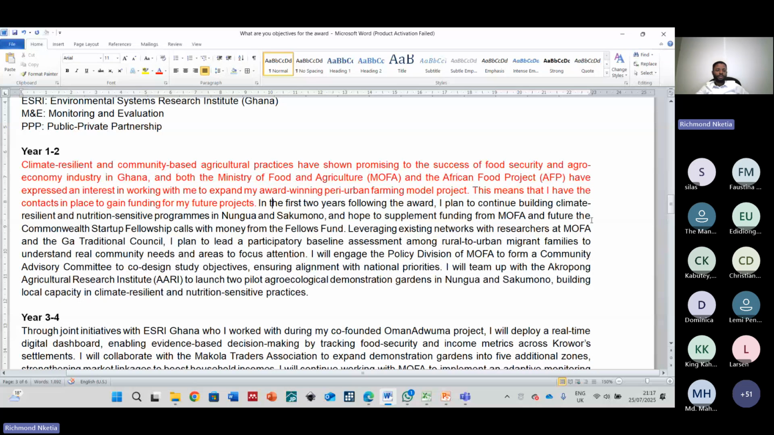So the Commonwealth Scholarship Commission has funding which people can apply for. It's such a big funding. Was it £43,000? It can be huge. Yes.